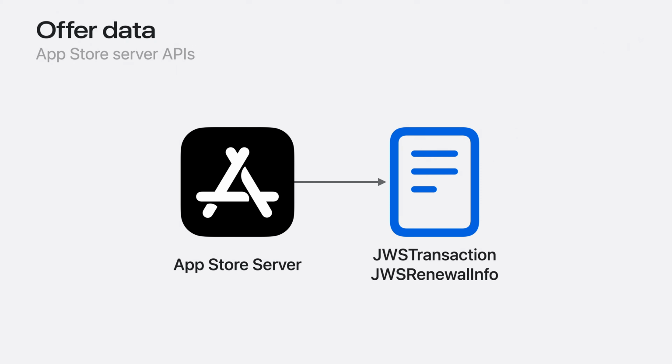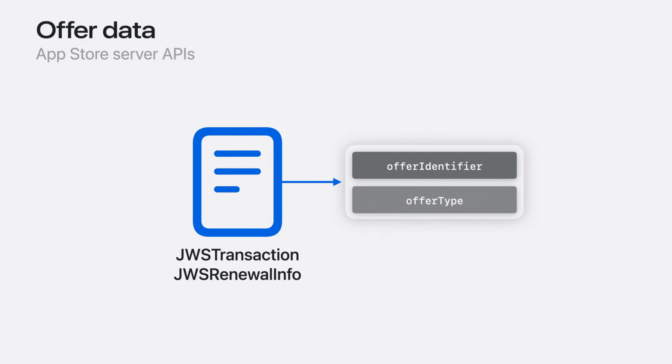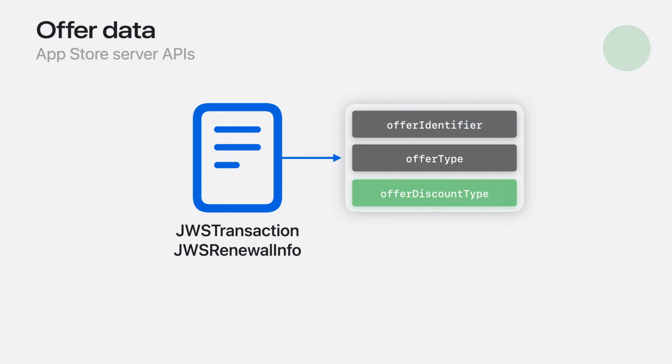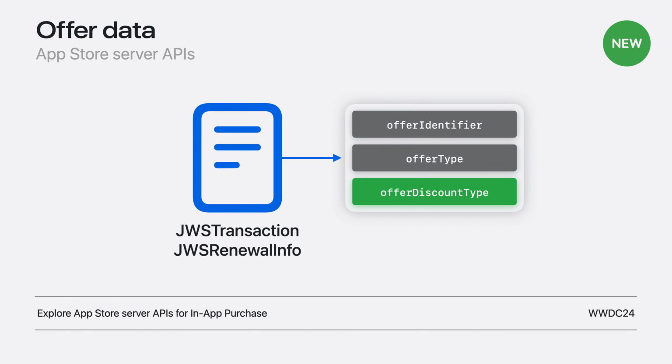If you use App Store Server APIs, the same offer data is available in 3 fields found in the JWS Transaction and JWS Renewal Info APIs. Those fields are the offer identifier and offer type, which are already present today, and the offer discount type field, which is new and is available for historical transactions as well. The value of offer discount type is similar to the payment mode in the StoreKit APIs, and it tells you if the offer is a free trial, pay-as-you-go, or pay upfront. For more information about the App Store Server APIs, check out Explore App Store Server APIs for in-app purchase.